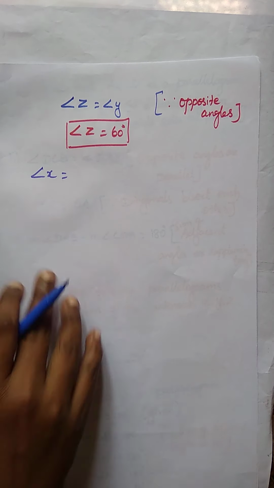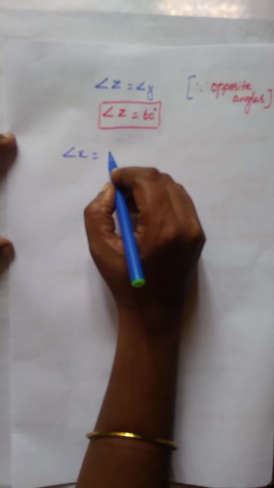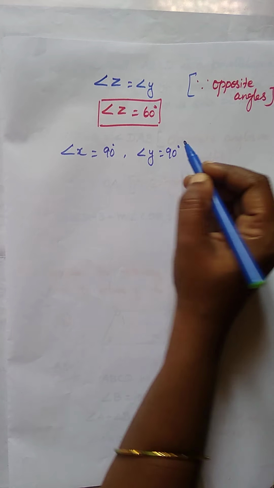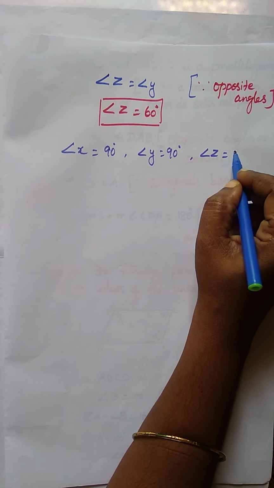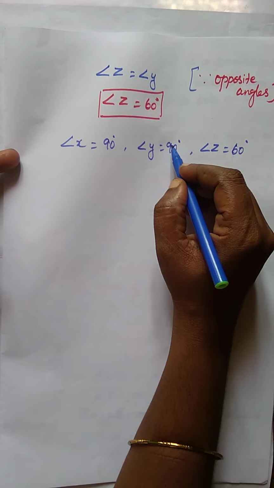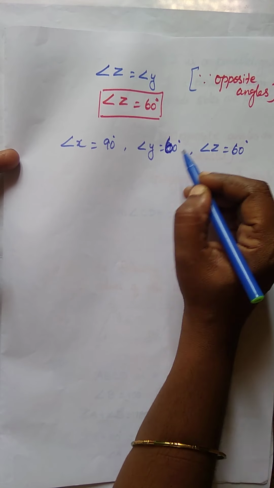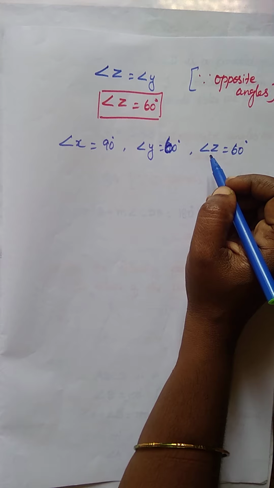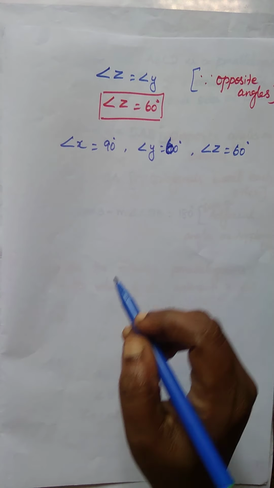Now angle X is 90 degrees. Then angle Y is, sorry, angle Y is 60 degrees, not 90. Angle Y is equal to Z, so both are equal, that is both are 60 degrees.